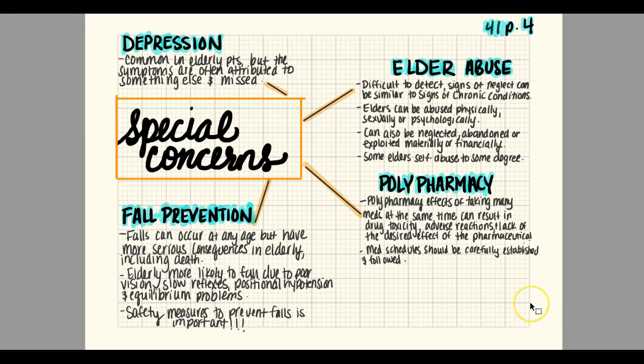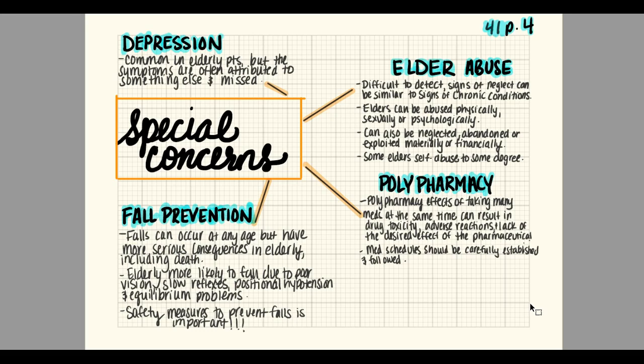Last page of our geriatrics lecture. Special concerns for this population include depression. Depression is very common in elderly patients, but the symptoms are often attributed to something else, and so depression is missed frequently in geriatric populations. So it's important to keep asking when patients come in, and to probe a little bit deeper in the history and in developing the chief complaint, just to make sure that we're not missing anything.